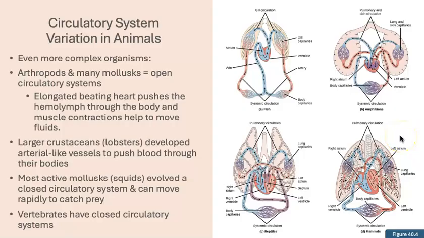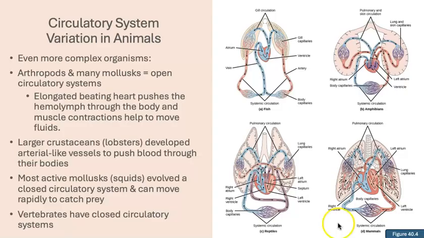And when we have even more complex organisms, such as arthropods, think of those insects that have those hard exoskeletons. So when you go to kill them, you hear the little crunch of their exoskeleton, and many mollusks. And so they are going to have an open circulatory system as well. We can see variations of this in the image on the right-hand side, where they are going to have an elongated beating heart that pushes the hemolymph through the body, and muscle contractions will also help to move the fluids.